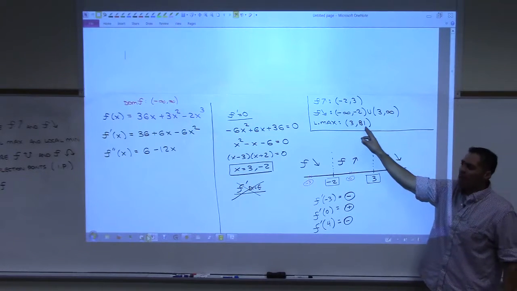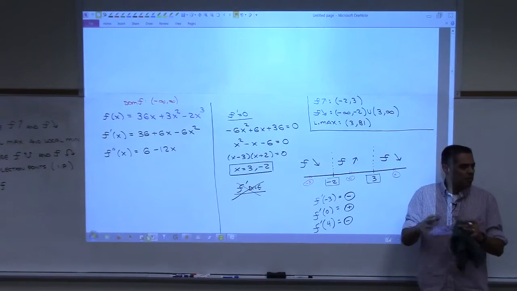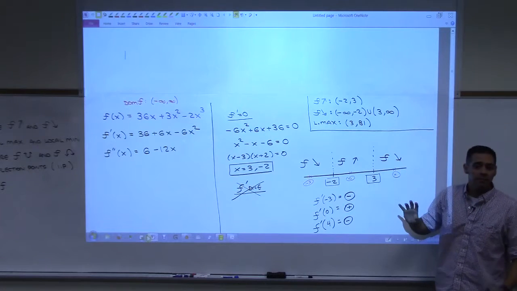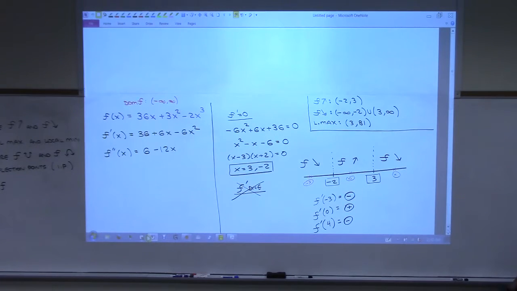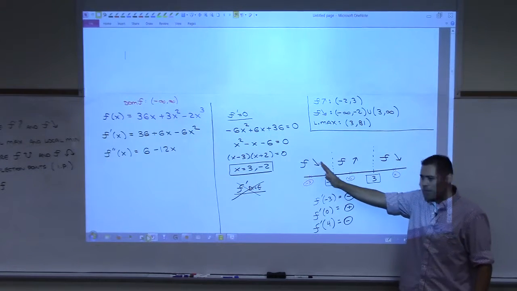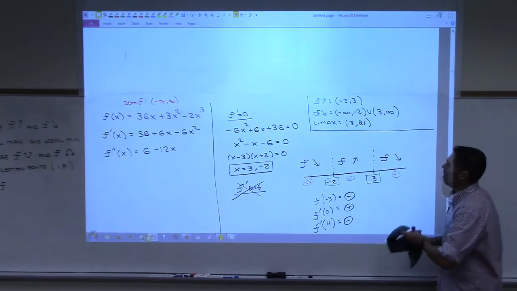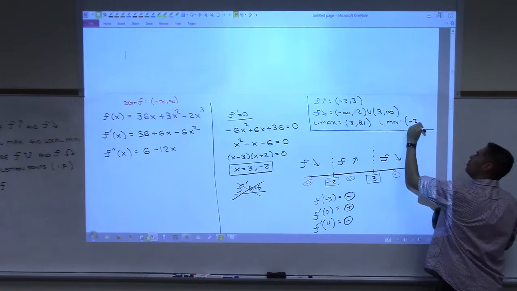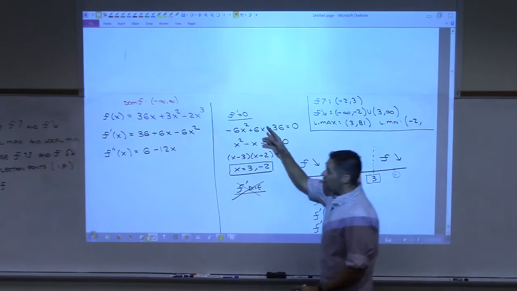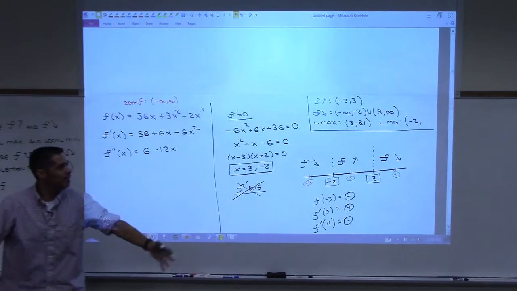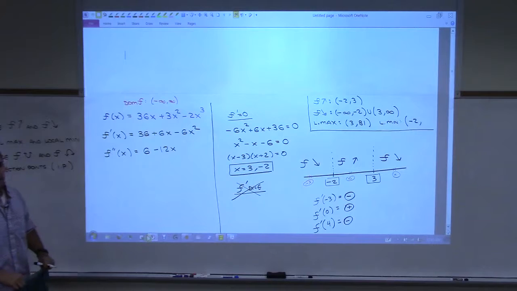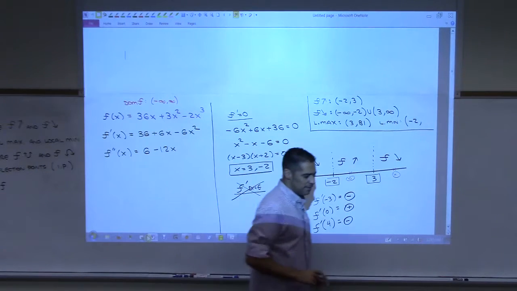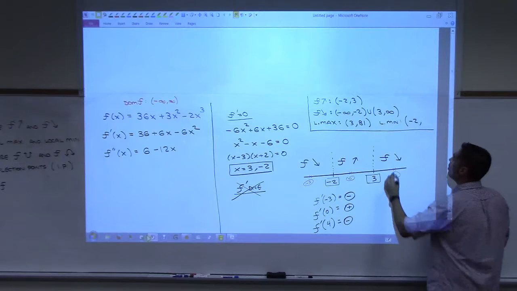Are we saying that this is the highest point on the entire graph? No, we're saying that it is the highest point in a local little area. It may turn out to be the highest, but I don't know for sure. All right, how about local minimum? Do we have that? Yeah, because it goes from decreasing to increasing. So we're going to have a local min at -2, and then we have to plug -2 into the original function again, and we get -44. Any seconds on that? Yes? -44.